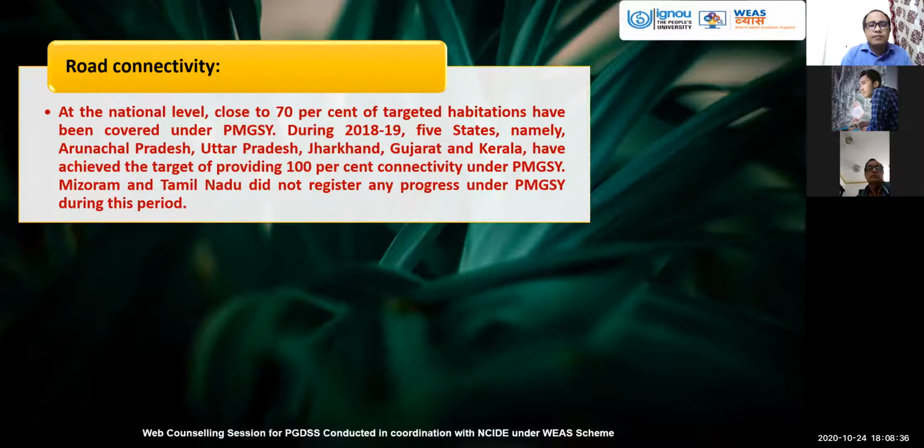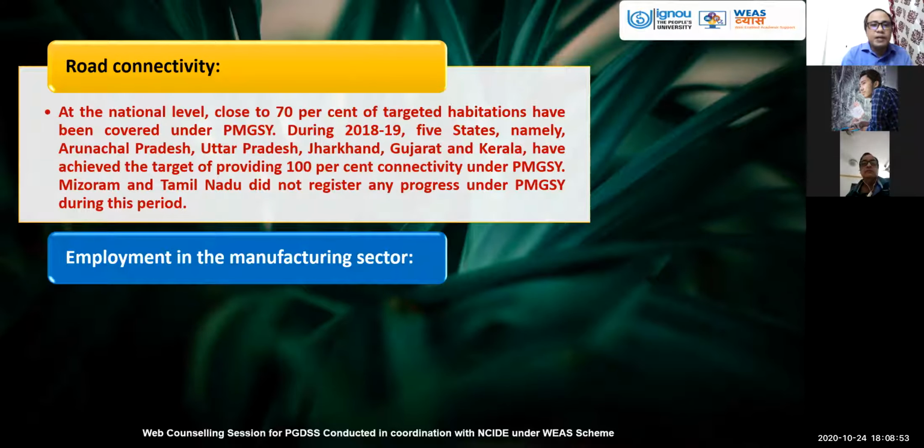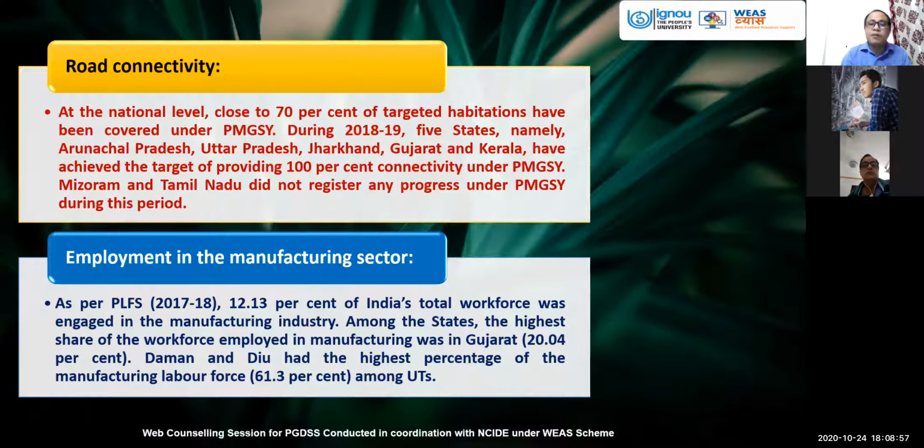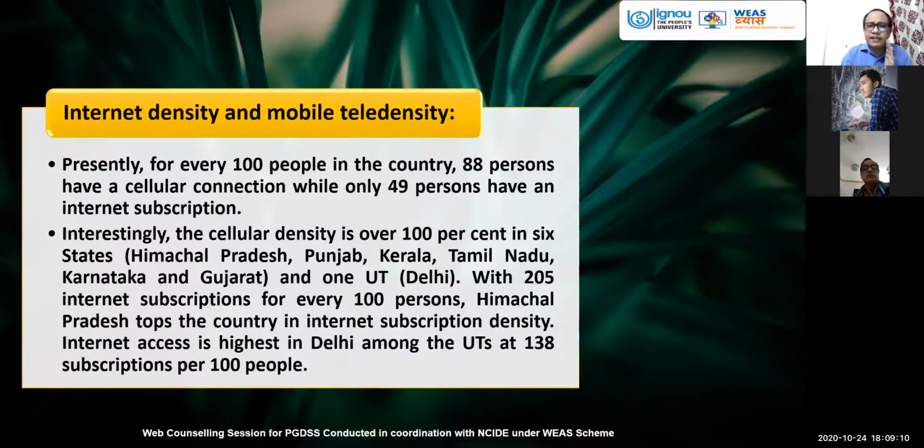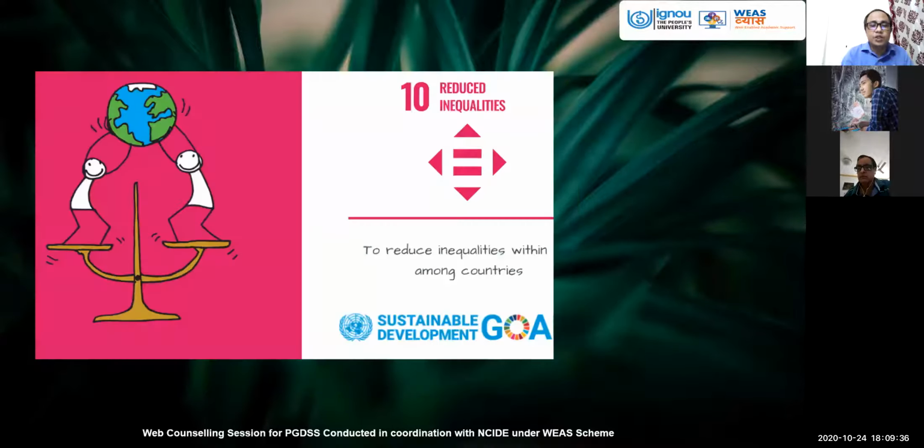So in that, if you look into some of the indicators to understand this particular goal, one is road connectivity. We are improving infrastructure, extension of road connectivity means developing infrastructure. Employment in the manufacturing sector is also improving, but I have doubts about this. As I mentioned, let us see what has happened in the last 10 months. That is a barrier with us, not only in India, all over the world. Internet density and mobile teledensity are important in this era of ICT, and they are also increasing day by day. Because of that, we are effectively implementing some mechanisms to fight the global pandemic COVID-19. So internet density and mobile teledensity are good.